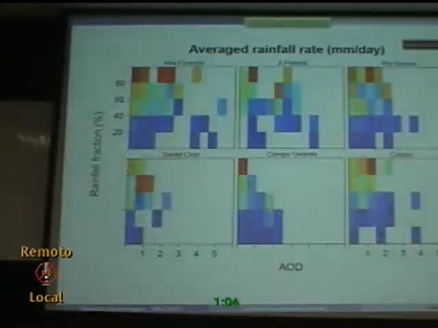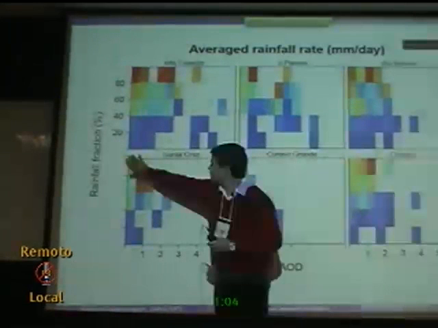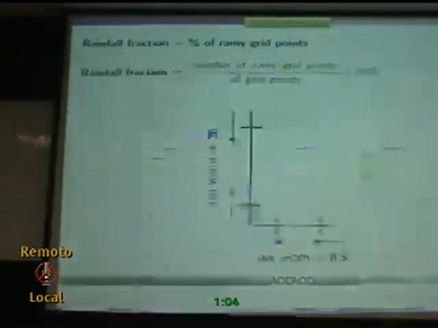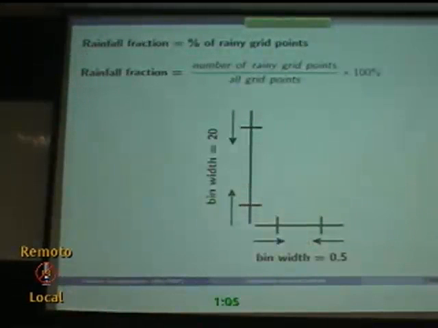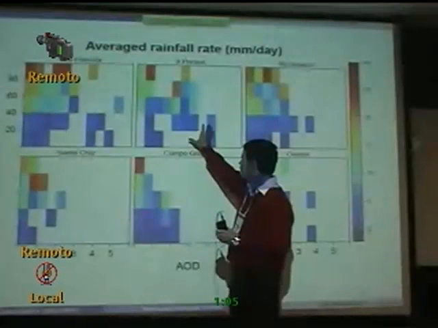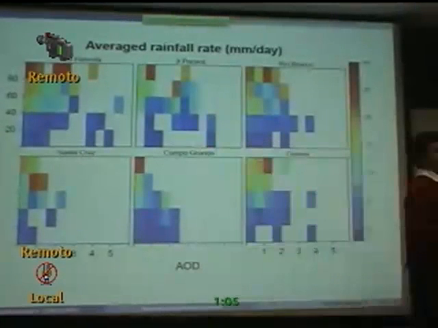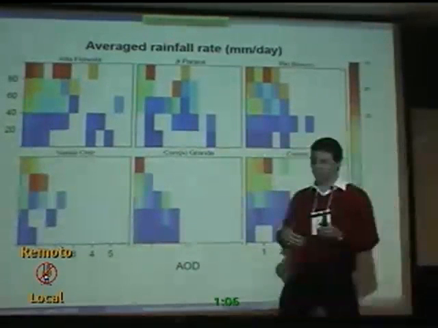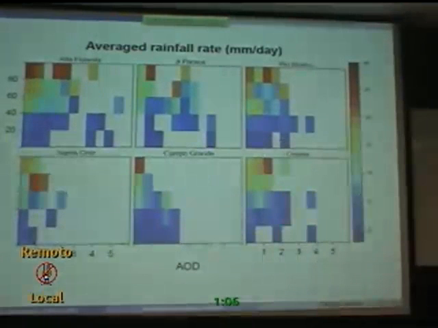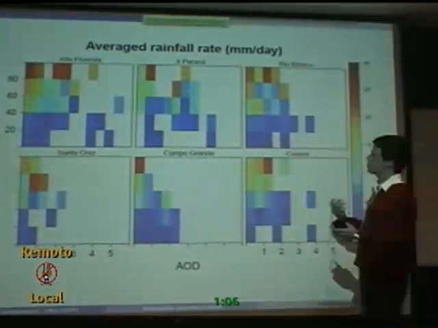Here's a kind of bin plot too. This axis is rainfall fraction, and here is AOD. So the rain fraction in this case is the percent of rainy grid points. To calculate this, I took the number of rainy grid points and divided by all grid points and multiplied by 100 to get percent. And we don't have contrasts between the bins, so I don't detect an aerosol effect here. However, above 40%, there are more contrasts, so there is an aerosol effect.